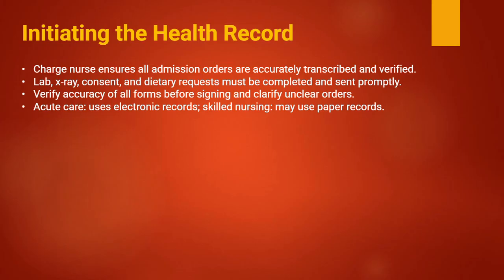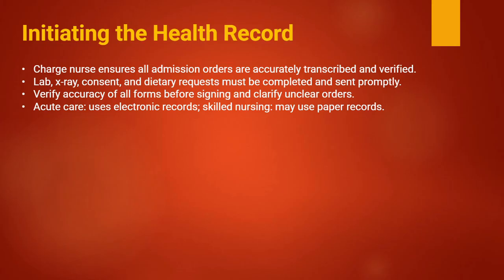The nurse must also prepare and send any required lab requests, X-ray forms, dietary slips, or consent forms to the appropriate departments. Before signing off on these orders, it's critical that the nurse verifies every detail for accuracy. This includes checking patient identifiers, ensuring correct dates, verifying that orders are legible, and confirming that all necessary signatures are complete. Errors or omissions during transcription can lead to medication errors, delayed care, or incorrect treatments, which makes this step a cornerstone of patient safety.